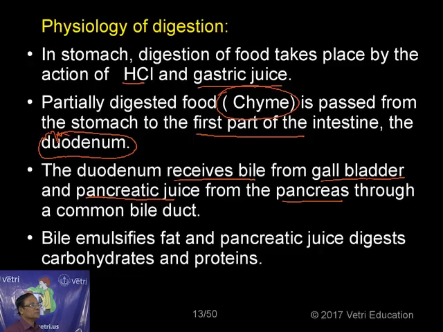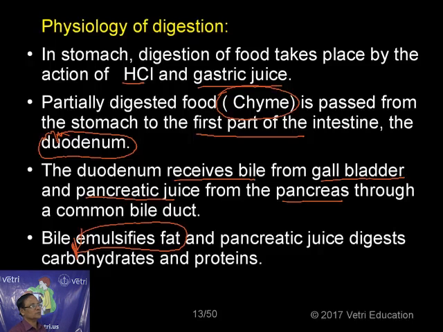Now what is the role of bile? The bile emulsifies the fat. That is what we call emulsification. So what is actually emulsification? Large fat molecules cannot be absorbed by the wall of the intestine, so they should be broken into small fat globules. This process of formation of fat globules from large fats with the help of bile salts of the bile is called emulsification.